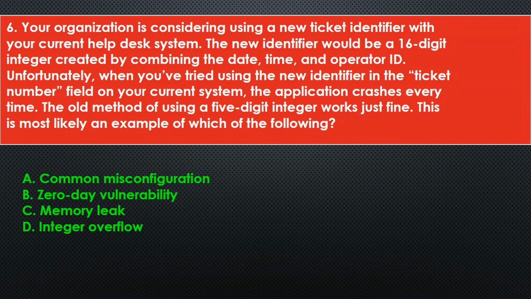6. Your organization is considering using a new ticket identifier with your current help desk system. The new identifier would be a 16-digit integer created by combining the date, time, and operator ID. Unfortunately, when you've tried using the new identifier in the ticket number field on your current system, the application crashes every time. The old method of using a 5-digit integer works just fine. This is most likely an example of which of the following? A. Common misconfiguration. B. Zero-day vulnerability. C. Memory leak. D. Integer overflow.